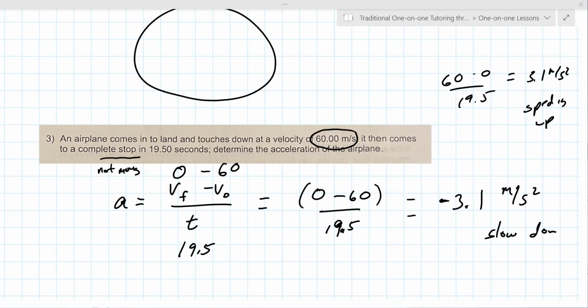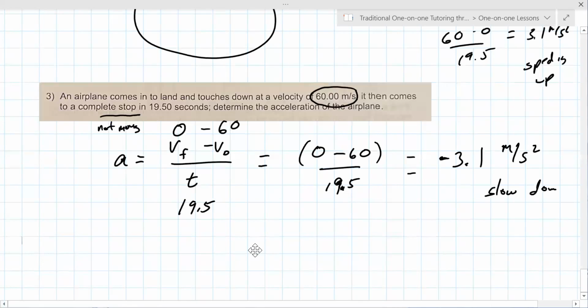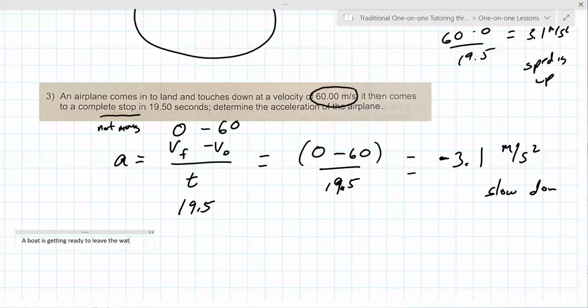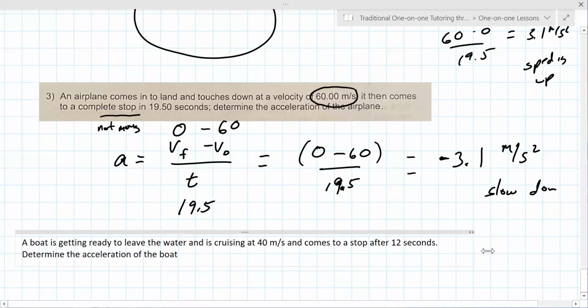Okay, so let's look at number four. Actually, let me give you one just like this, okay? All right, a boat is getting ready to leave the water and is cruising at 40 meters per second and comes to a stop after 12 seconds. Determine the acceleration of the boat. Okay. All right, so go ahead and try this one.